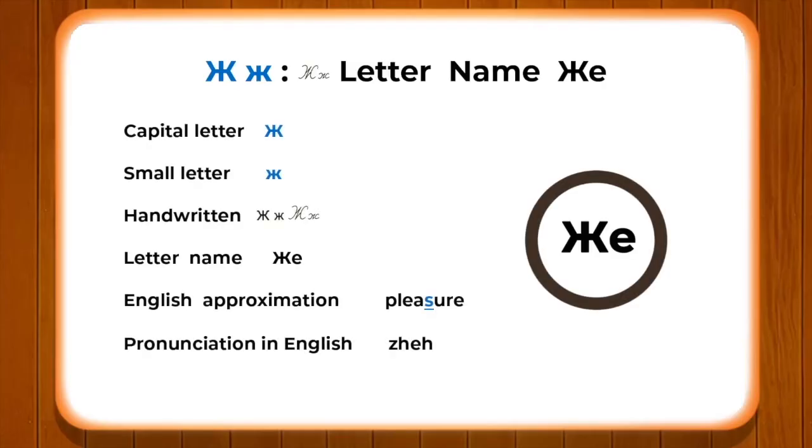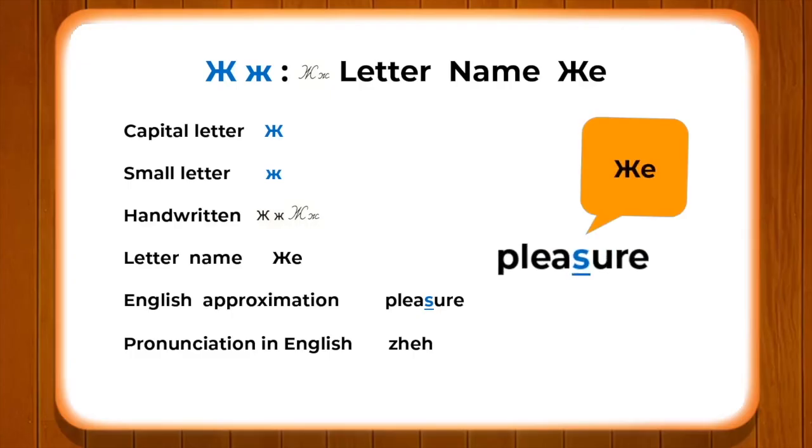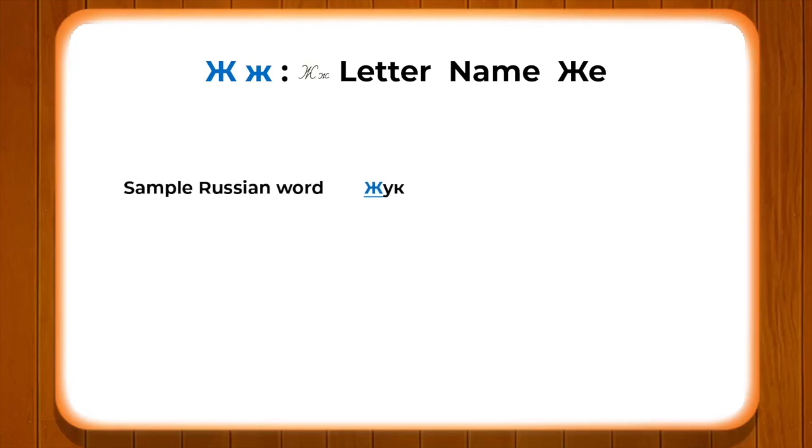As you know, this is a very peculiar sound which is only found in Russian, so we have to master it by practicing continuously. I would like to recommend you all to pay attention so that you understand this particular sound clearly. The letter is zh. For approximation we have used the English word pleasure, s in pleasure. A sample Russian word so that you understand it properly is zhuk, which means beetle.